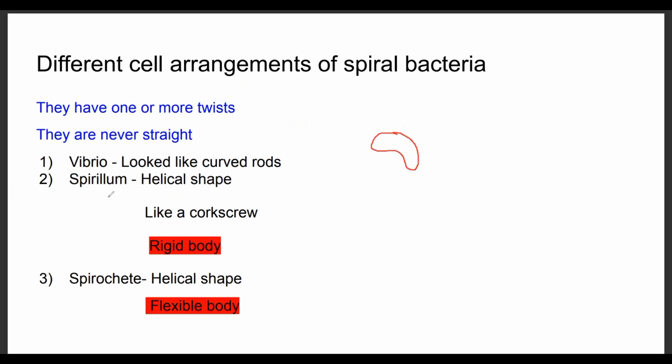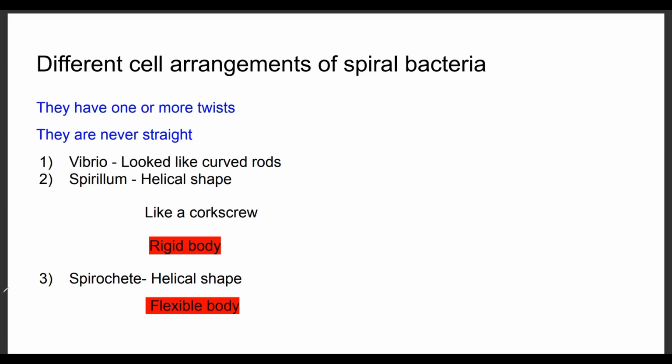Then spirillum. It's helical shape, like a corkscrew. And the most important thing, now look, spirochete is flexible and spirillum is rigid body. Again a good MCQ point. Spirillum is rigid body, spirochete is flexible. Okay? So we learned different cell arrangements of bacteria: coccus, bacillus and spiral. That part is over.